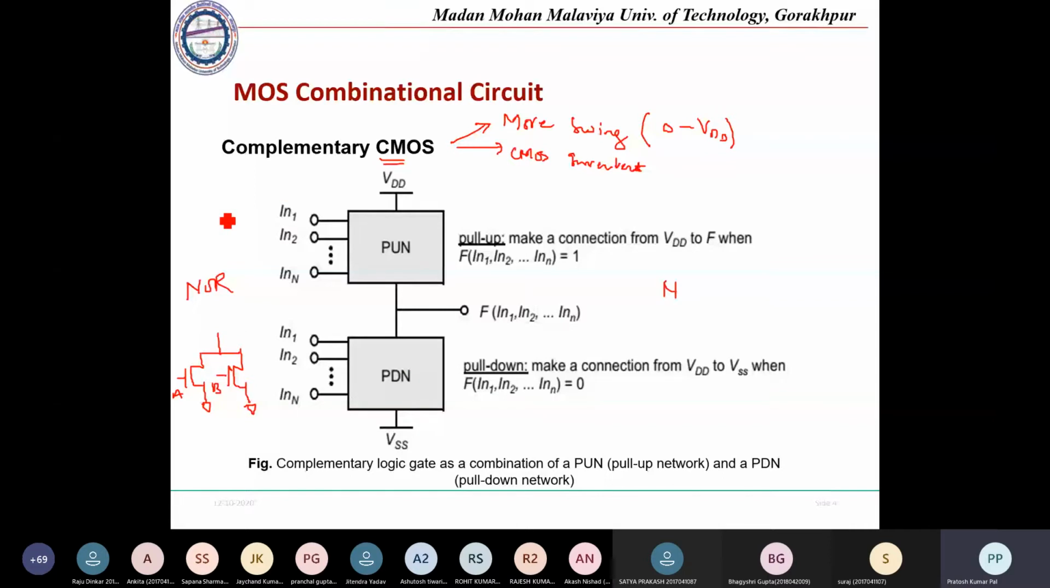Okay, similarly in the pull up network, what will be there? If two transistors are there to implement the NOR logic, similarly two transistors are required to implement the pull up network, and that pull up network will be consisting of the PMOS transistors. Okay, so this will be connected and we will be taking output from there, and this is connected to VDD. Okay, so this will be your NOR logic.